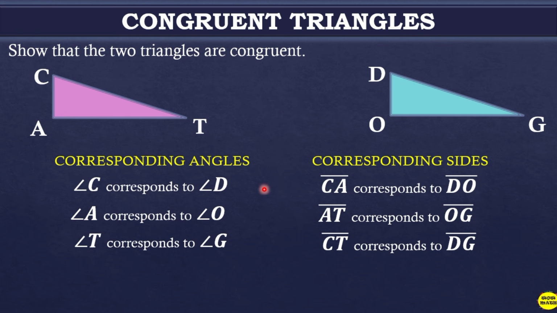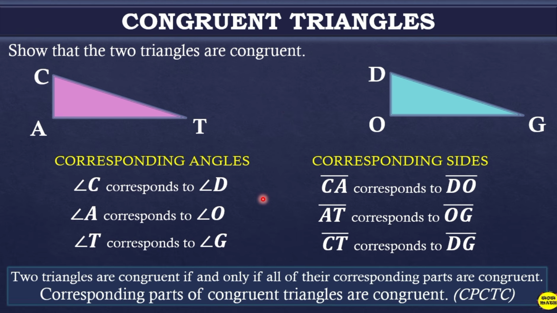Okay? So, eto rin po yung kanina. So, tatandaan that two triangles are congruent if and only if all of their corresponding parts are congruent. So, dito po papasok yung CPCTC that corresponding parts of congruent triangles are congruent. So, ito rin po yung kanina na triangle DOG is congruent to triangle CAT.